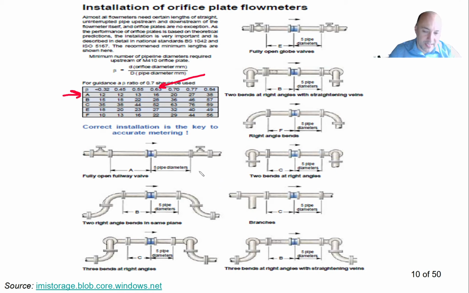And we will see that similar conditions will apply to almost all flow meters. So almost all flow meters will require some distance upstream and some distance downstream, with the exception of the Coriolis flow meter, which will not require that. And that's also one of the reasons why the Coriolis flow meter is very popular in industrial applications.